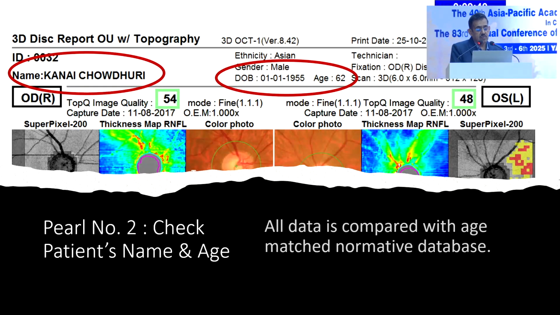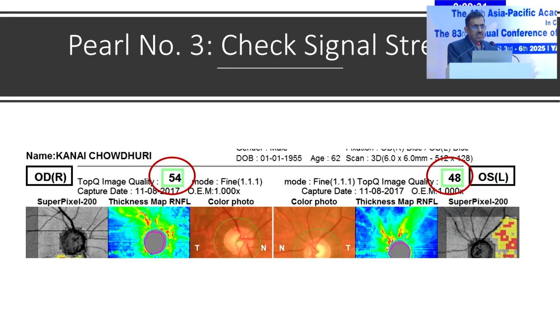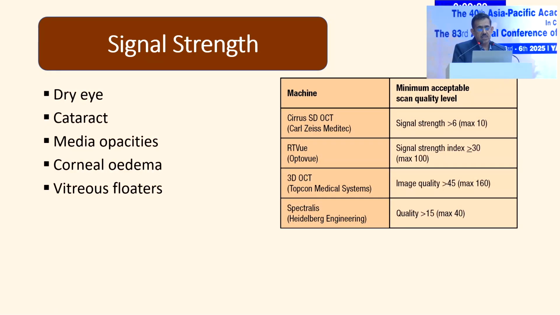First of all, we should check the patient's name and age, because all data is compared with an age-matched normative database. We should always check the signal strength, and each machine has its own acceptable levels. For Cirrus, it should be more than 6. For Topcon, it should be more than 45.